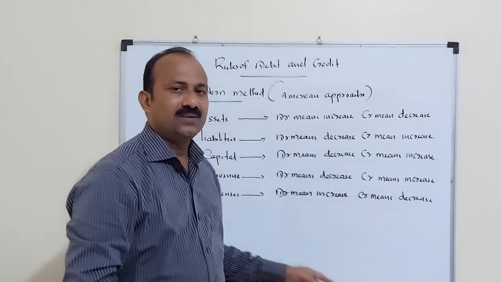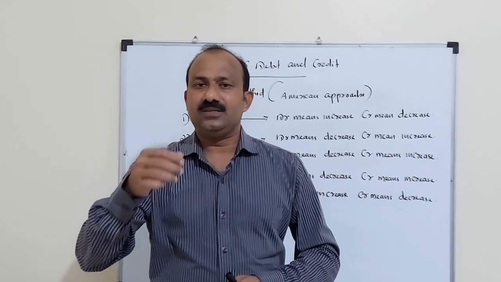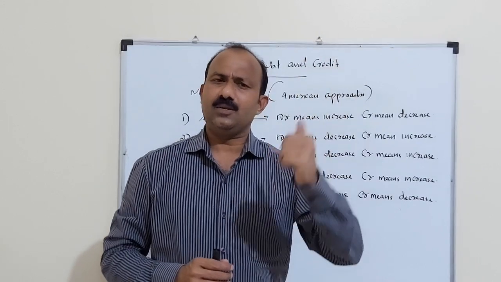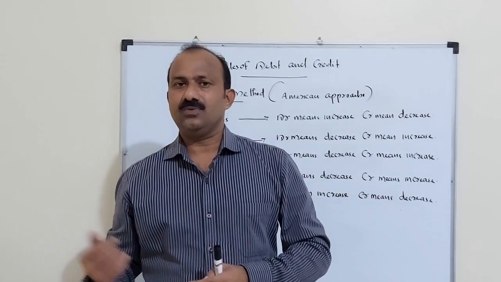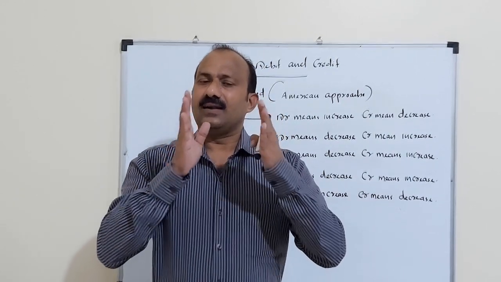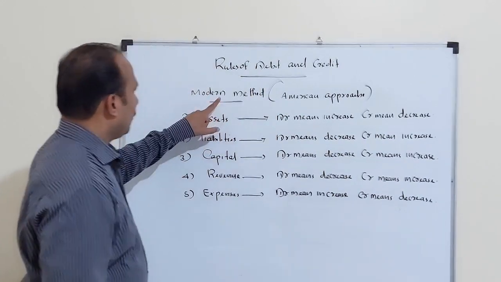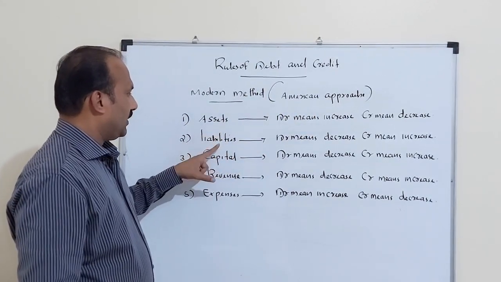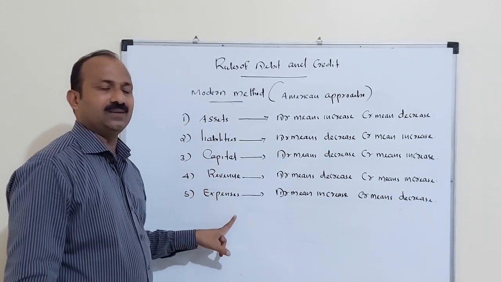Number 5, expenses. The amount spent for earning income is known as an expense. If an expense is increasing, debit; rent paid, salary paid, debit only. If an expense is reducing, we can credit. So these are the 5 headings under the modern approach or American approach: assets, liabilities, capital, revenue and expenses.